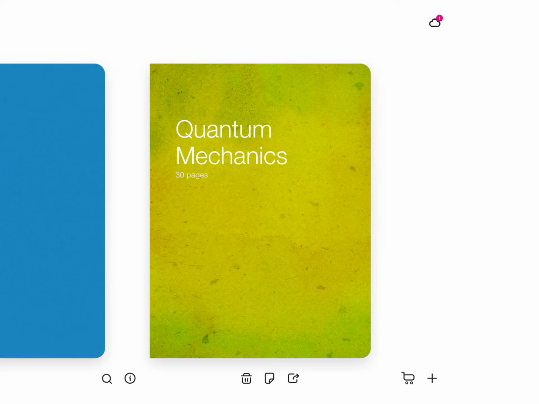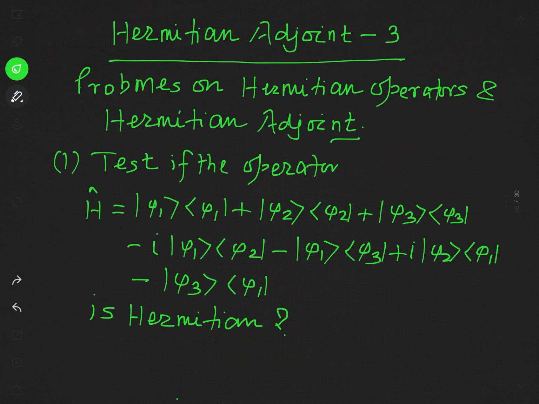We have discussed Hermitian operators and Hermitian adjoint. Now we will see some problems to clarify the concept of Hermitian operators and Hermitian adjoint. So let us see the first problem. We have to test that there is an operator H hat defined in this manner, and we have to test if this operator H hat is Hermitian or not.